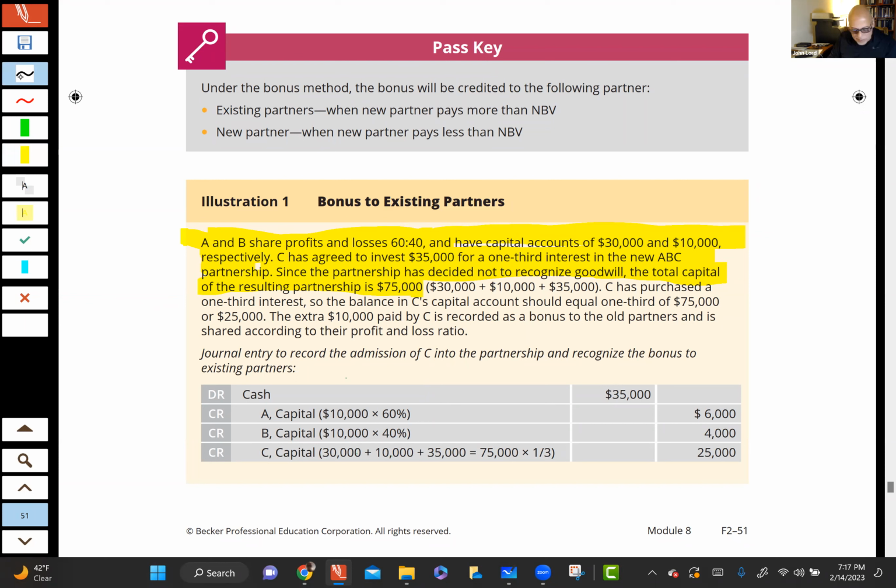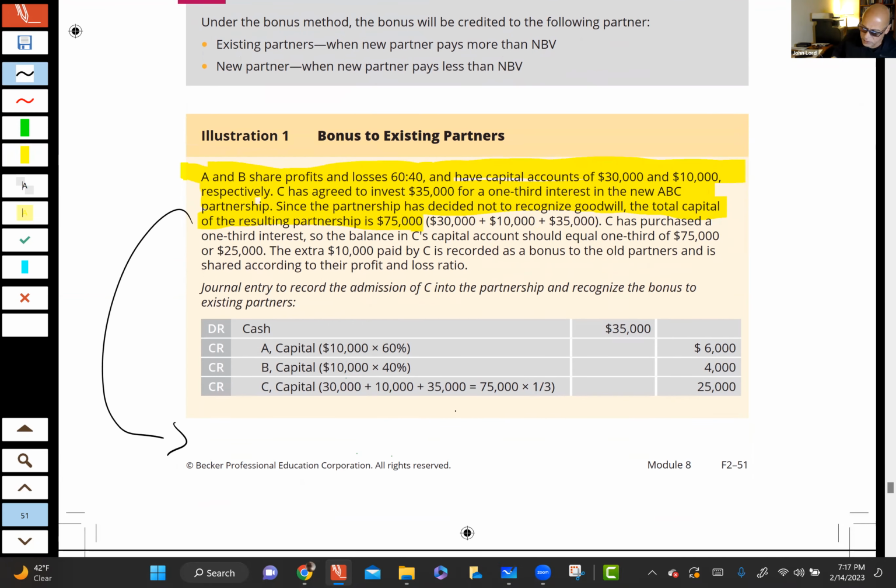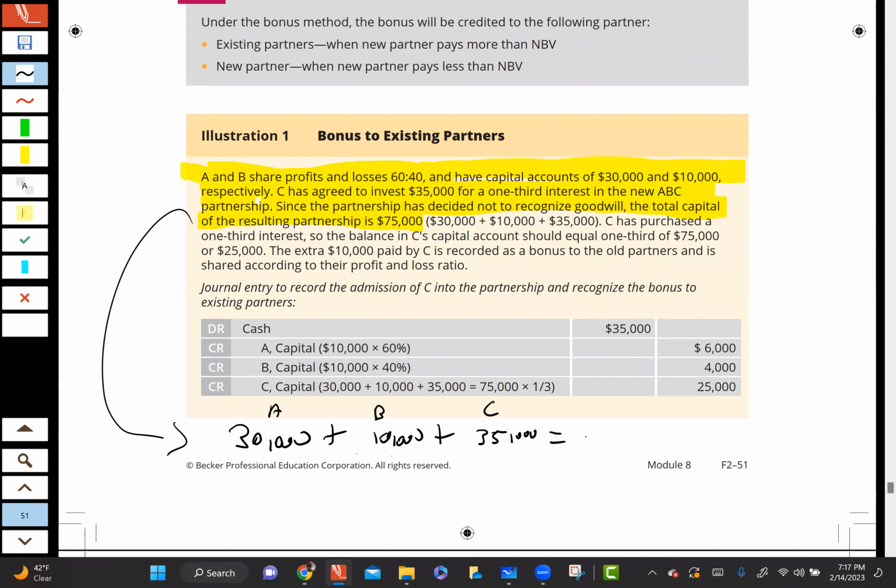But I'm going to take what's up here and pretend like I'm on the exam, and I'm sitting here saying, okay, I've got what? I've got 30,000. That's my partner A. I've got partner B. B has 10,000. And they tell me that the new guy, I guess they're calling him C, is coming in with 35,000. So I add that up. That is 75,000, like they told me here.